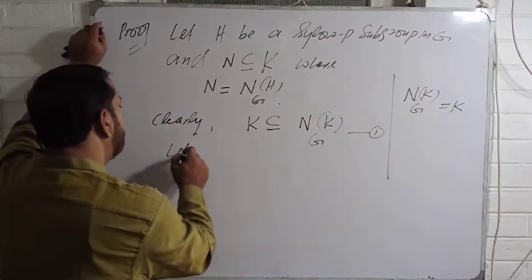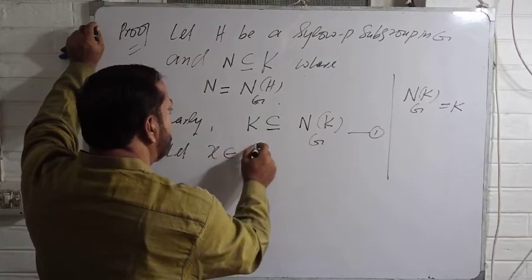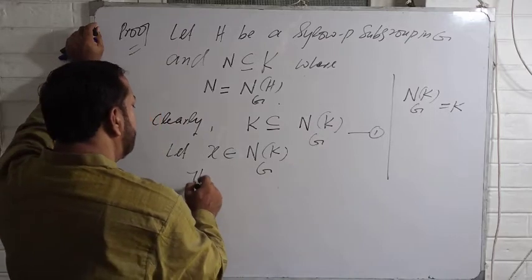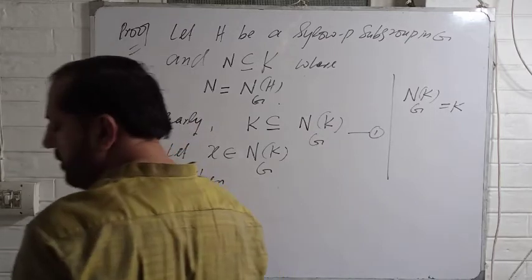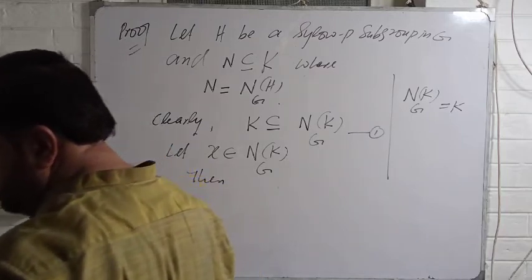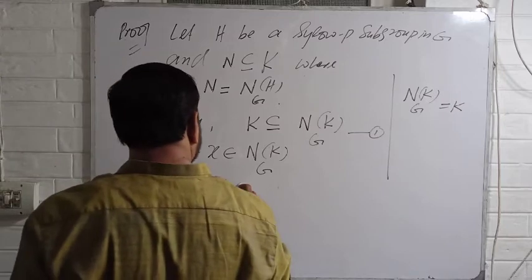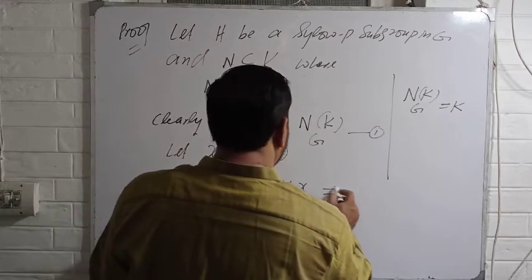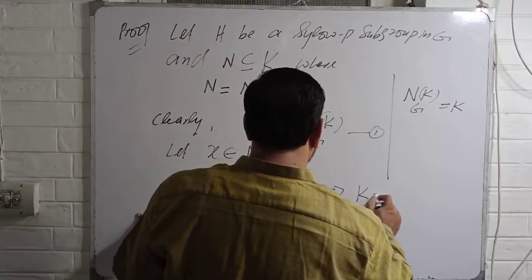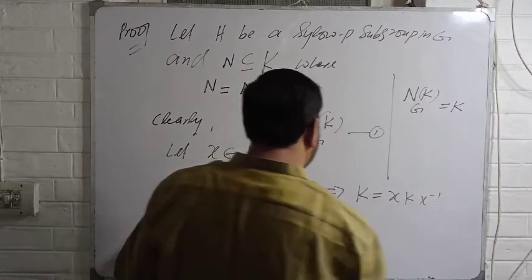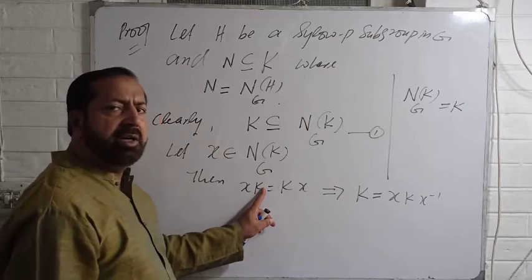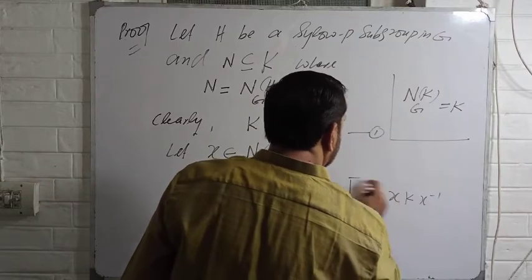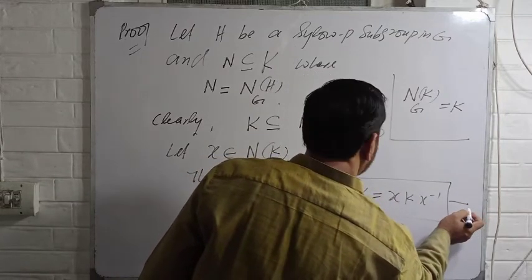So let x belong to N_G(K), then xk = kx, this is by definition. So this implies k is equal to xkx inverse. You multiply by this x inverse on both sides. So k is equal to xkx inverse, say, number 2.